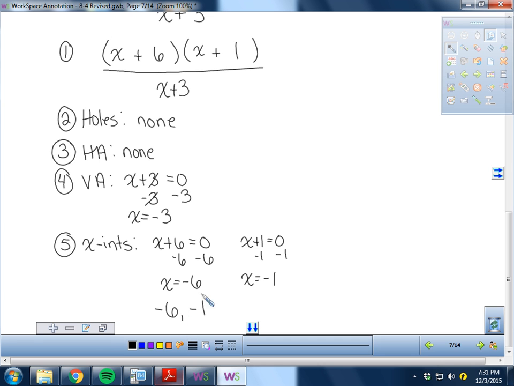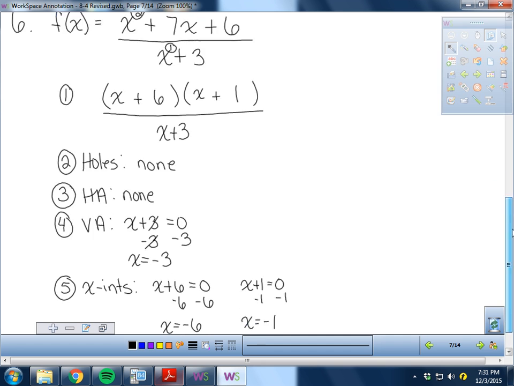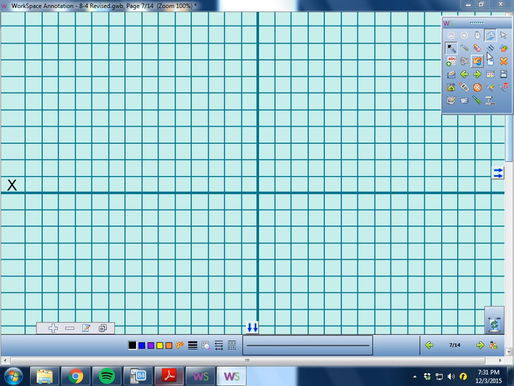Now I'm ready to graph. So the only pieces of information that I have are I don't have any holes or horizontal asymptotes. But I do have a vertical asymptote at negative 3. So I'm going to go to x equals negative 3. Extend that all the way across my graph.